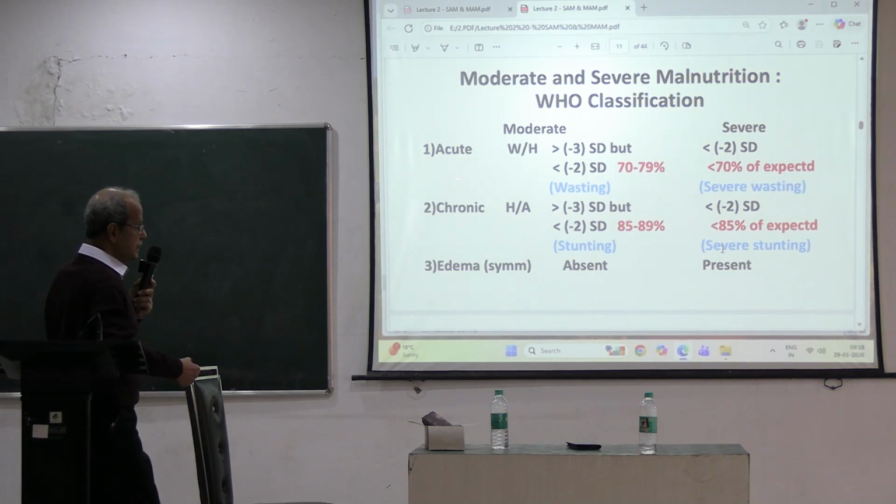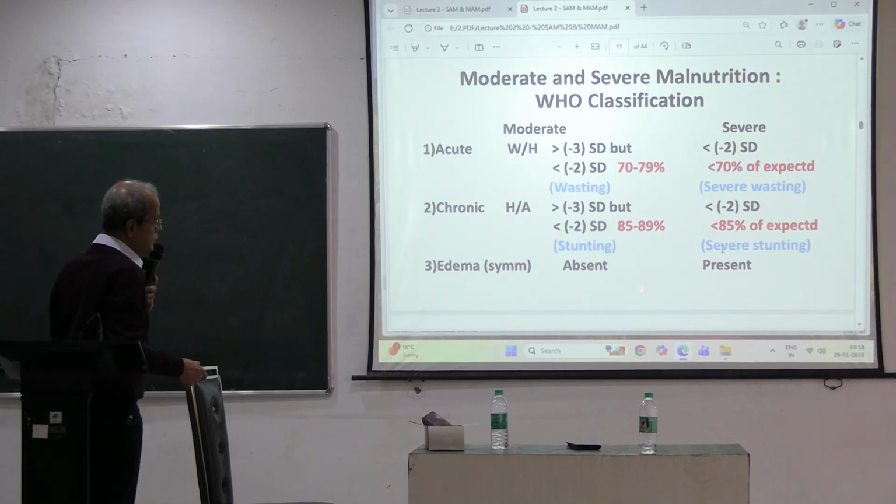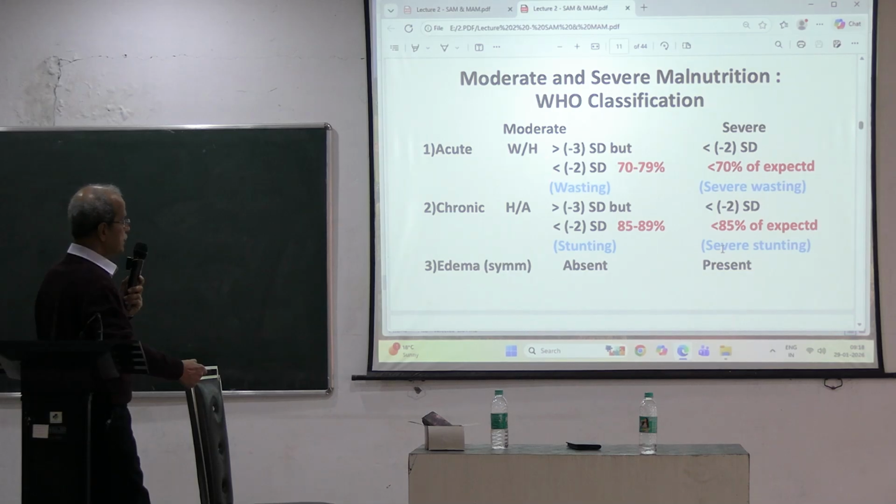If we think about acute malnutrition, it means of recent onset, so we will look at weight for height. Below 2nd standard deviation, you will get the moderate acute malnutrition, and below 3rd standard deviation, you will get the severe acute malnutrition. And for chronic malnutrition also, that is the wasting and severe wasting.